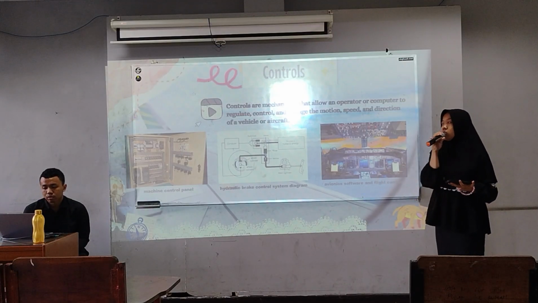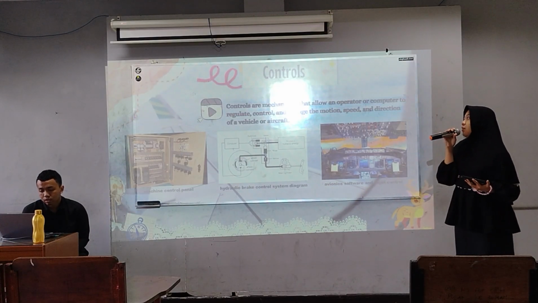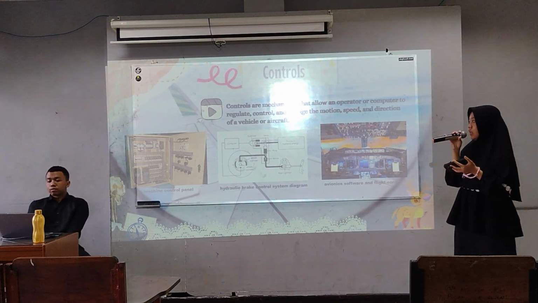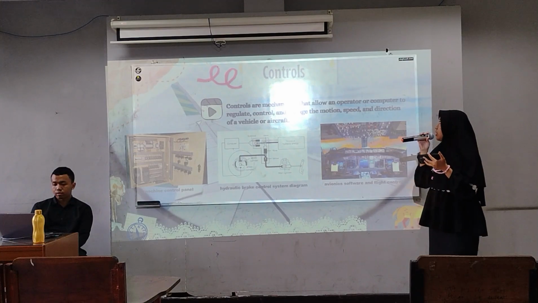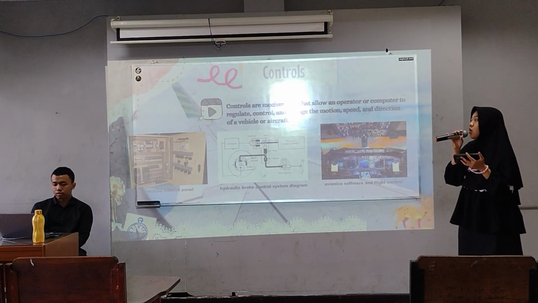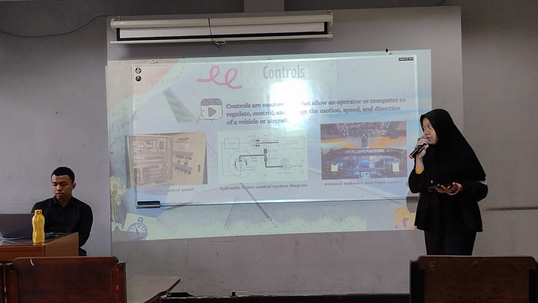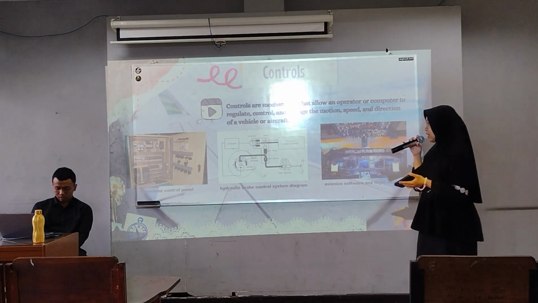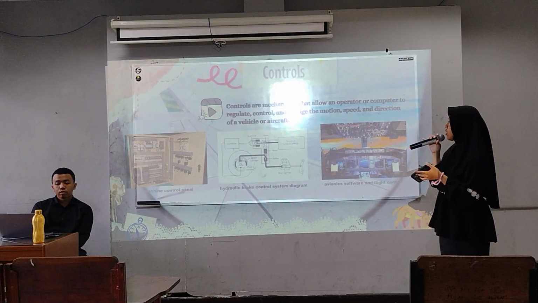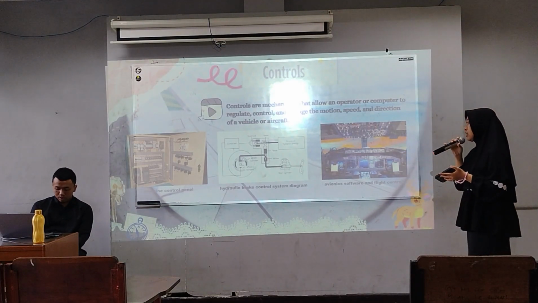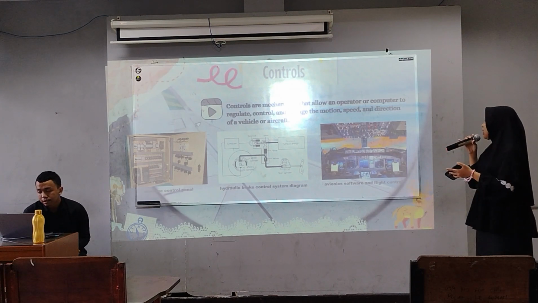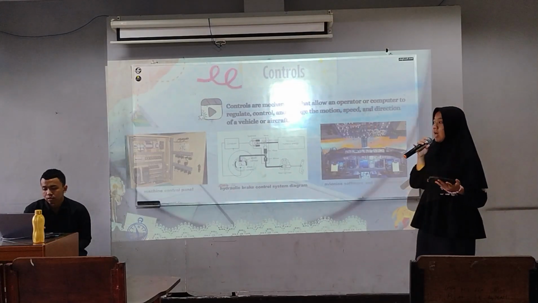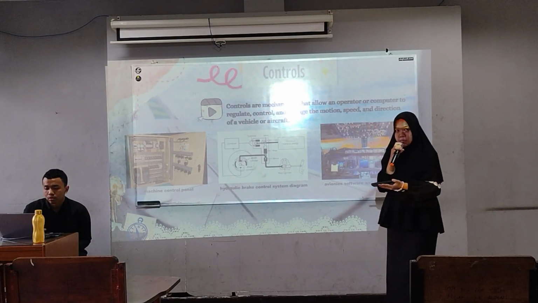Now let's look at the control. Controls are mechanisms that allow an operator or computer to regulate, control and change the motion, speed and direction of a physical machine or aircraft. For example, first is the machine control panel, second is the hydraulic brake control system diagram, and third is avionics software and flight control. To give you a better idea, here is a short video about this topic.